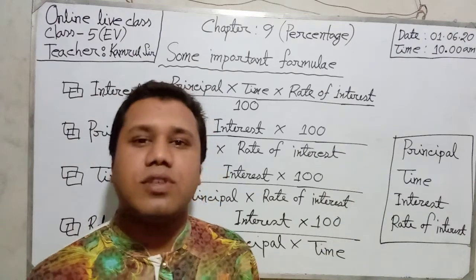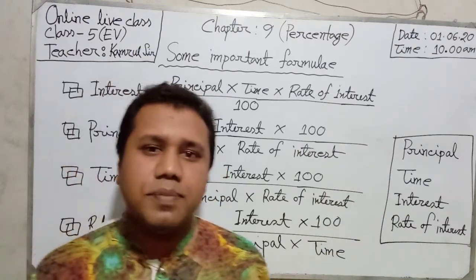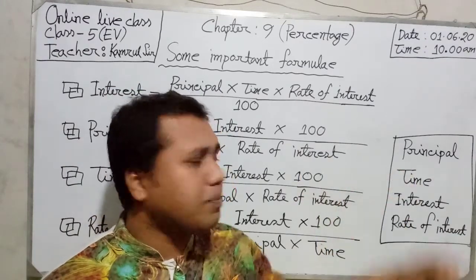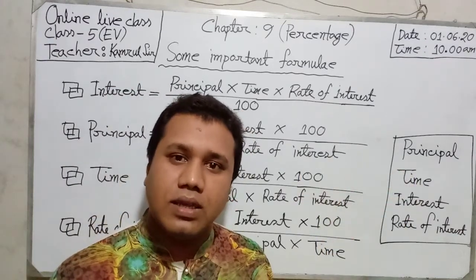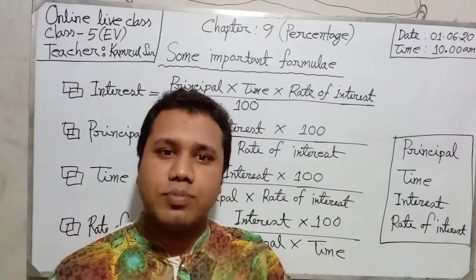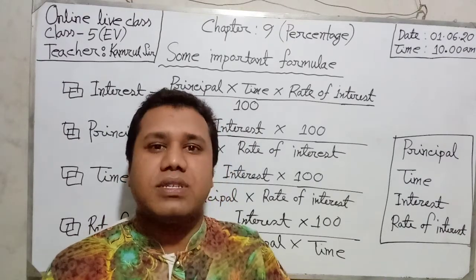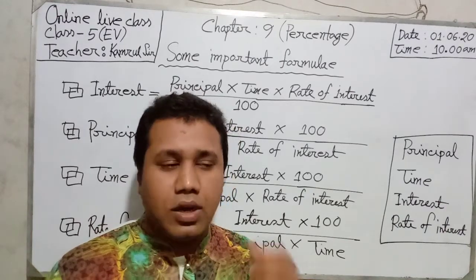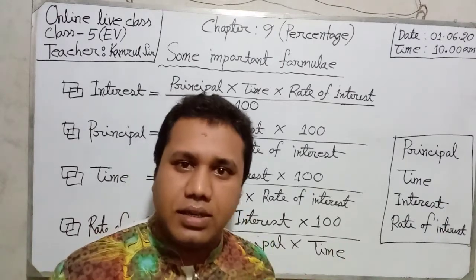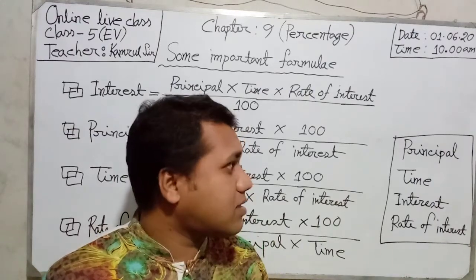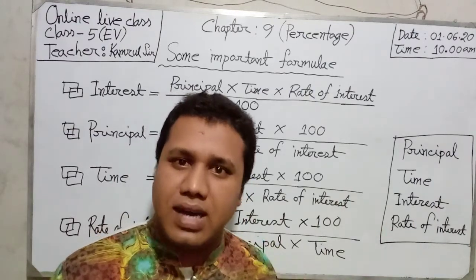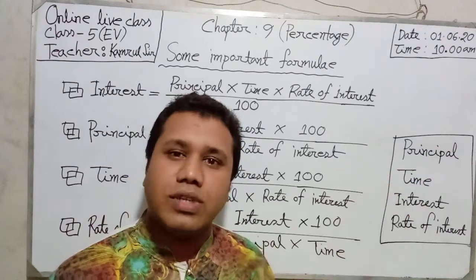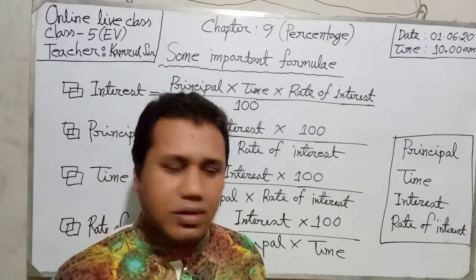At first, principal. What is the principal? According to our chapter 9, principal means the invested or borrowed money. Invested means if you invest in any place, bank or others, or borrowed money. We know if we go to any bank, then you can borrow some money. This borrowed or invested money is called principal. Now what is time? We know time means a certain period.